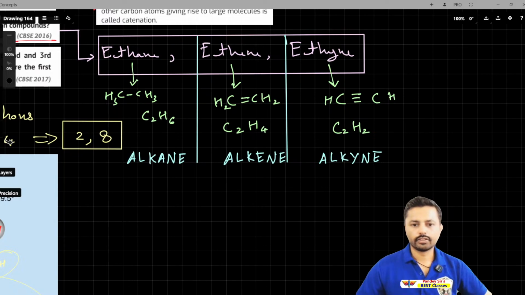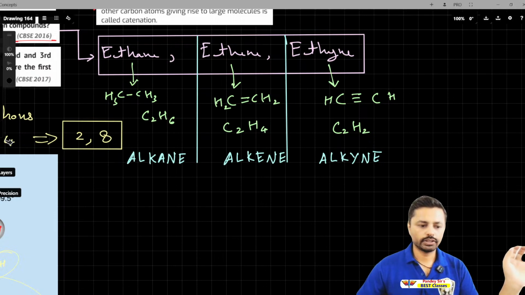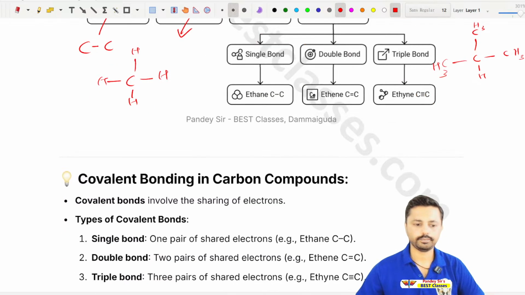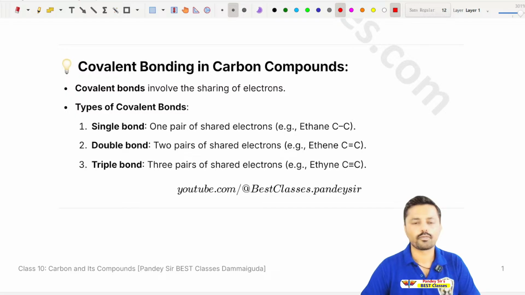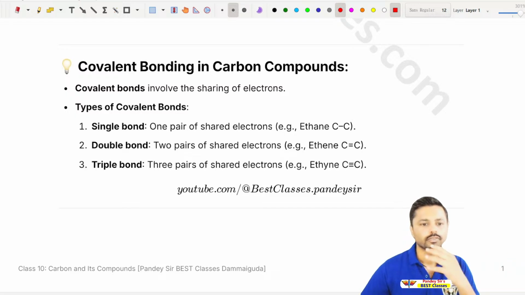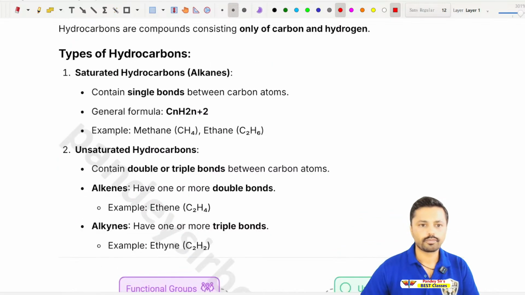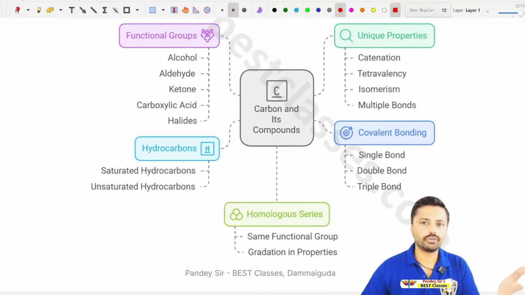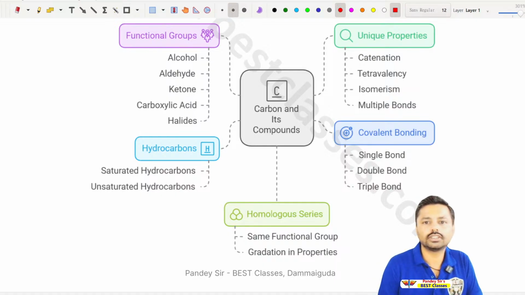Some more important information I'll tell from this chapter. Covalent bond I already said. Types of covalent bond: single, double, and triple. Types of hydrocarbons: saturated, unsaturated. This is very important. If you want, take a screenshot. And functional groups. This is super important.